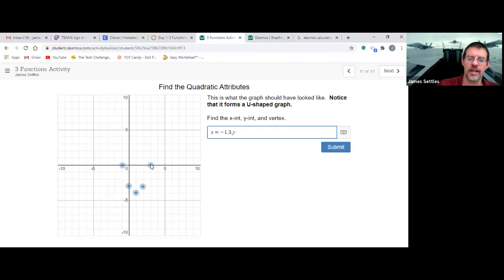And then we got y equals. Okay, so y equals will be where does it cross the y-axis? So here's the y-axis, and it crosses at -3. So -3.